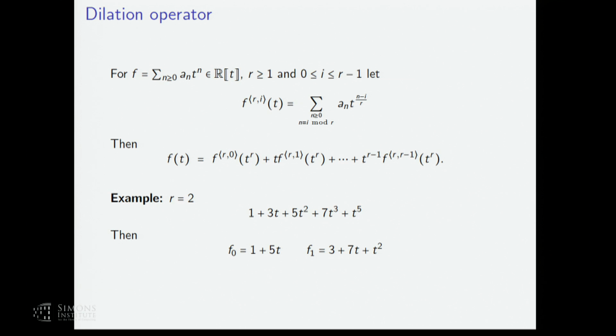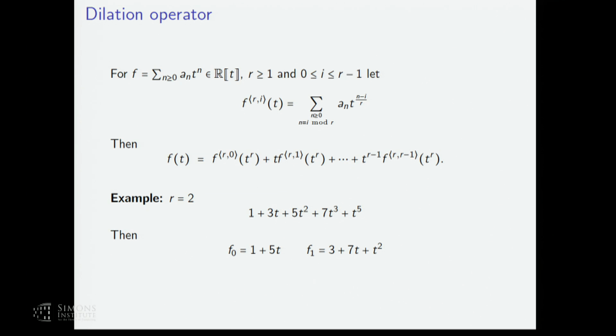As an example, r equals 2, and we have this polynomial here. For f0, I take every term where the exponent is divisible by 2, so in this case 1 and 5t squared, and I just divide the exponent by 2. And for f1, I take all the odd terms: 3t, 7t cubed, and t to the 5. I forget the t, so I take away 1 from the exponent and divide by 2. Then we have this discrete decomposition. I didn't explain what f0 is: f0 should be f_{r,0}.